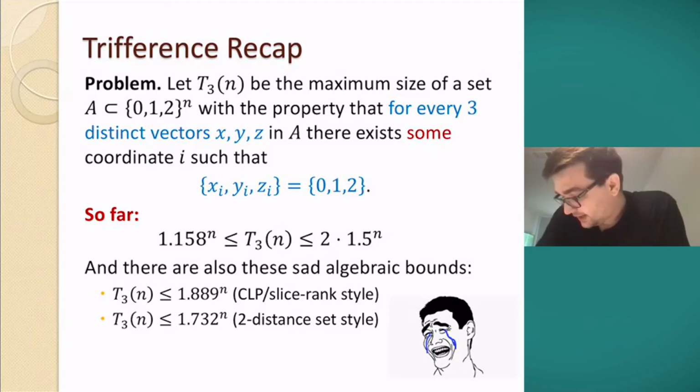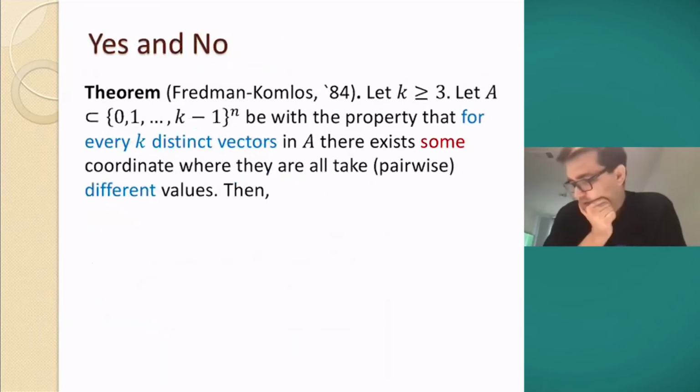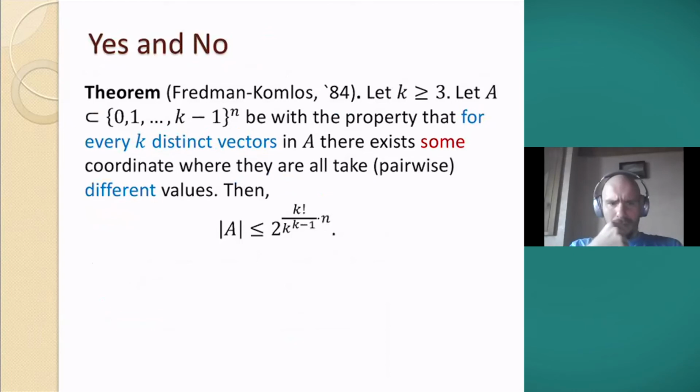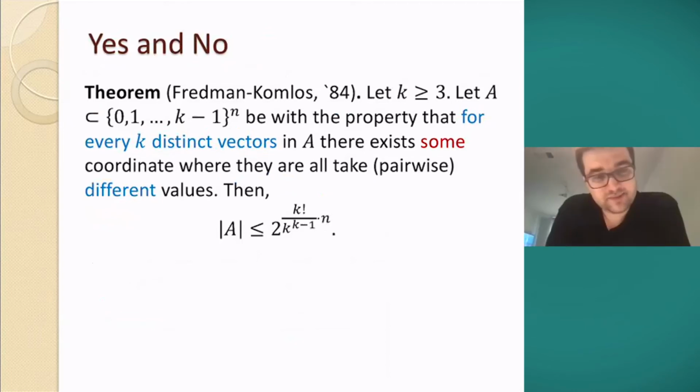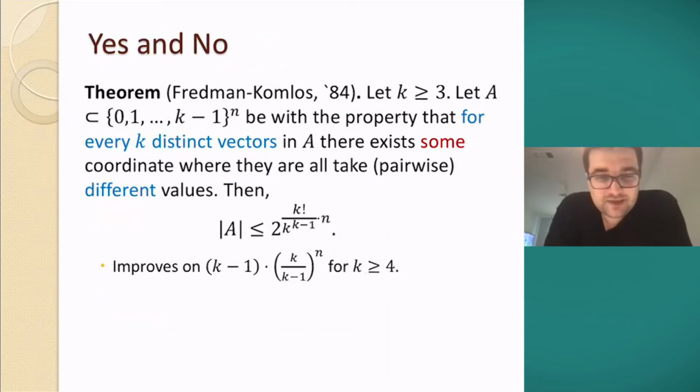the question is, can we do anything better than this? And the answer is yes and no. Again, it was a really nice result of Fredman and Komlós in '84. They showed in general that for every perfect K-hash code, you have this bound, which, if one stares at these numbers carefully, you'll see improves on this inductive bound that I sketched for all K at least 4.